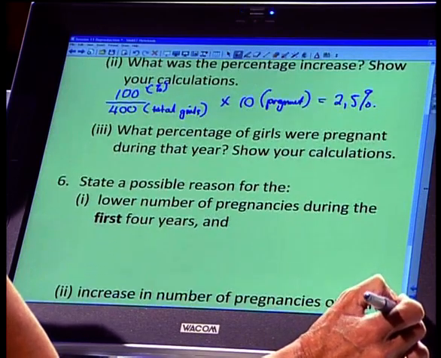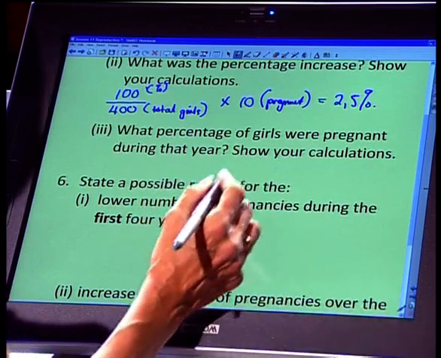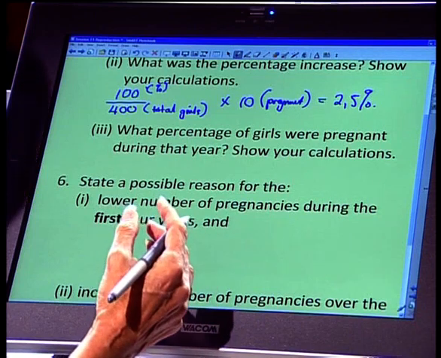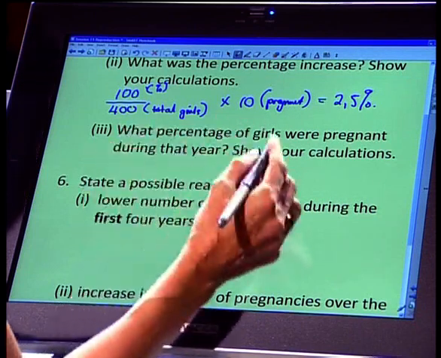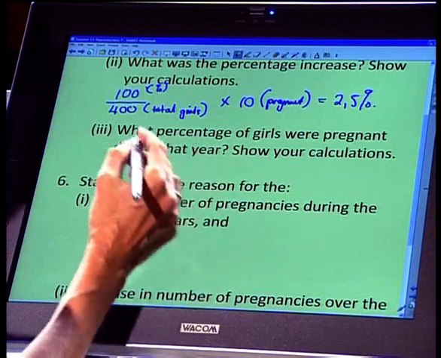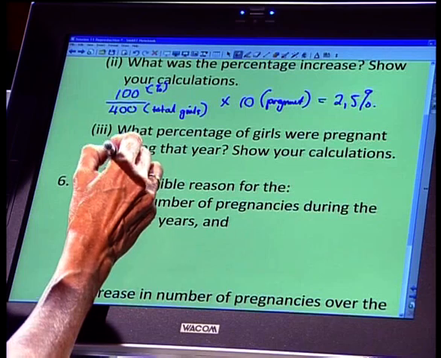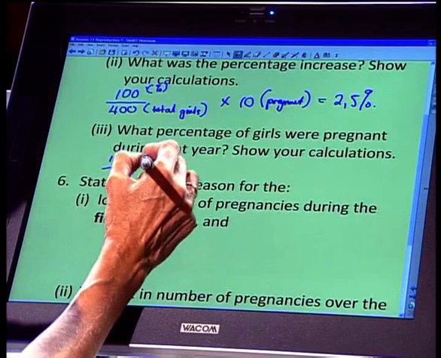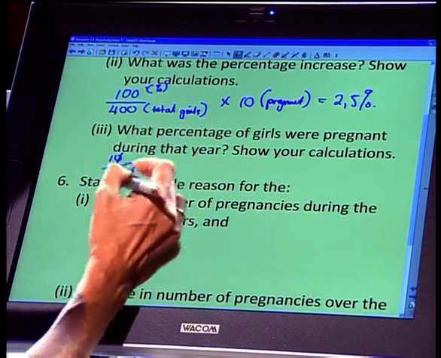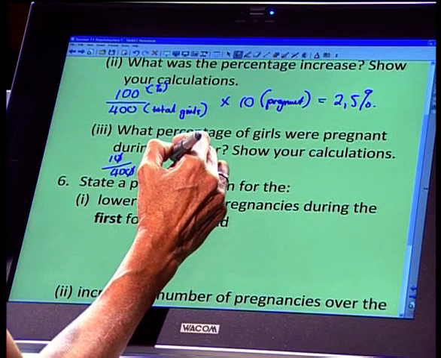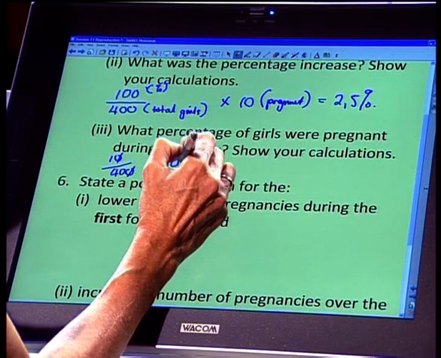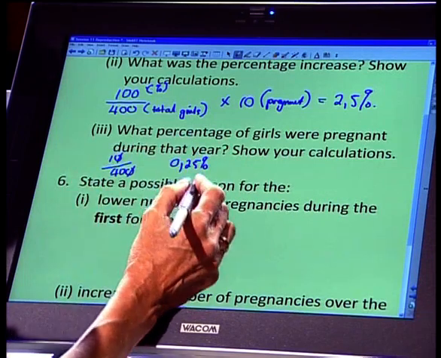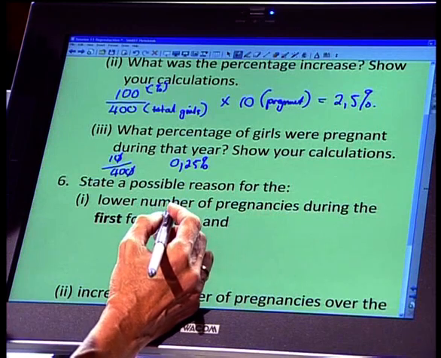What percentage of girls were pregnant during this year? Show your calculations. So if we have a look at what percentage were pregnant during that year, there were 10 out of 400 learners. So 10 kids out of 400 learners is 1/40th, which is going to be 0.25%. Am I correct? You're going to have to check these calculations. I don't have a calculator, so I'm doing them all out of my head.